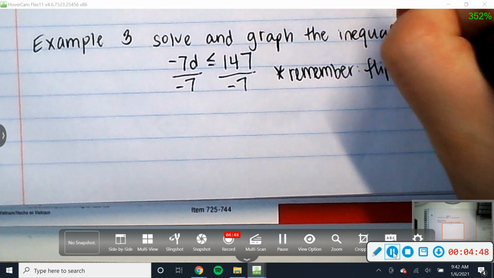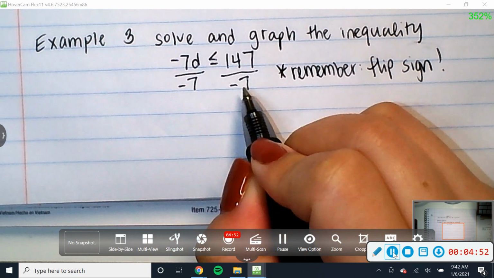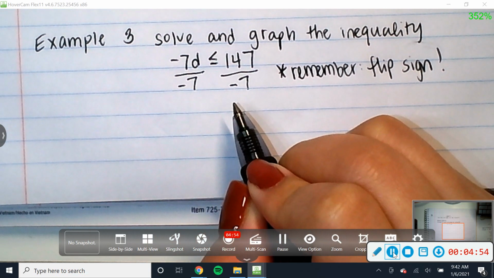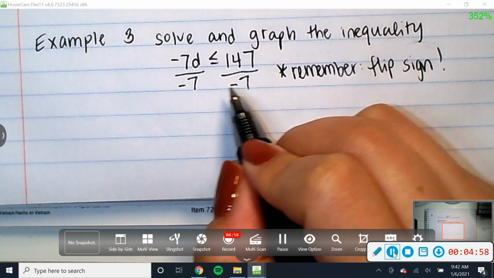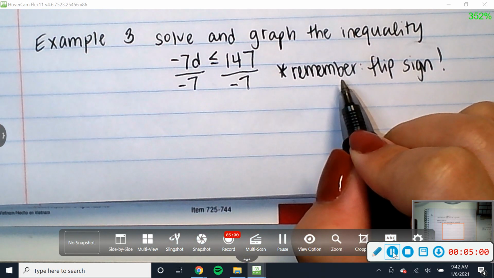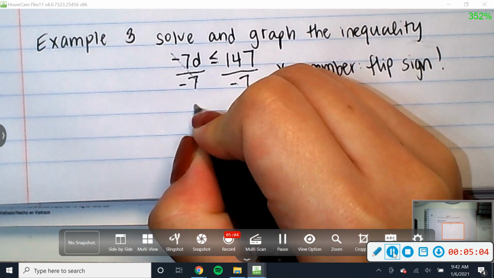Why? Because we just divided a negative number on both sides. So any division, any multiplication where it's a negative number that you're dividing or multiplying on both sides, this is when you have to flip the sign. So I divided by -7. All right, let's just write down what I have left right now.